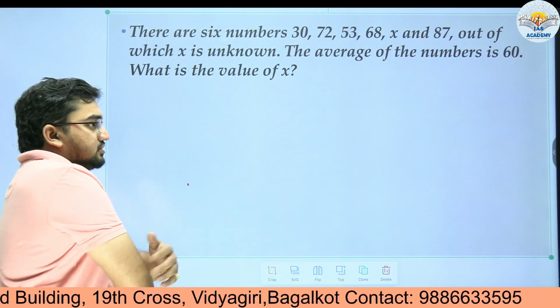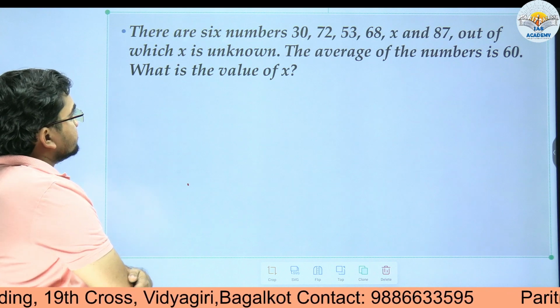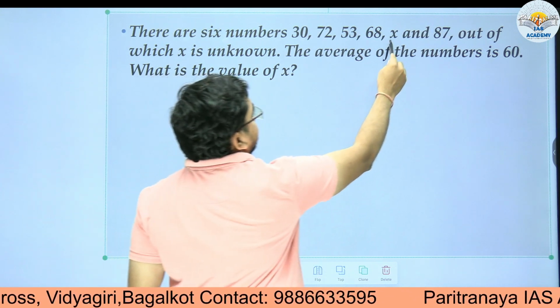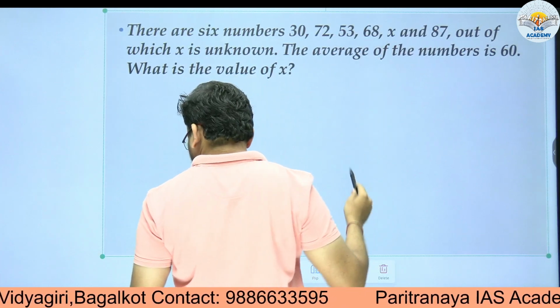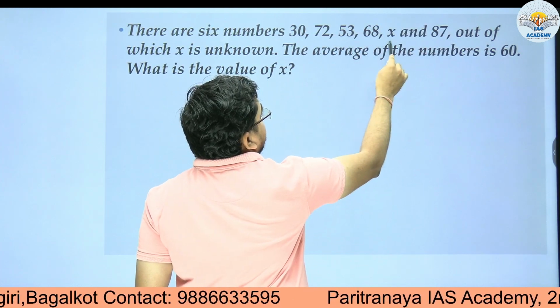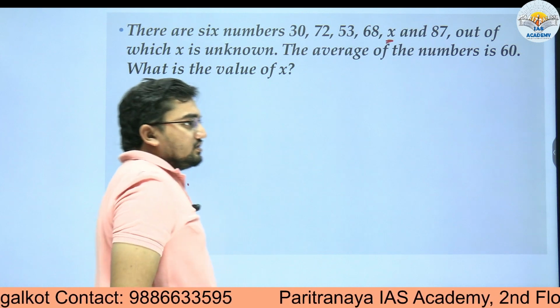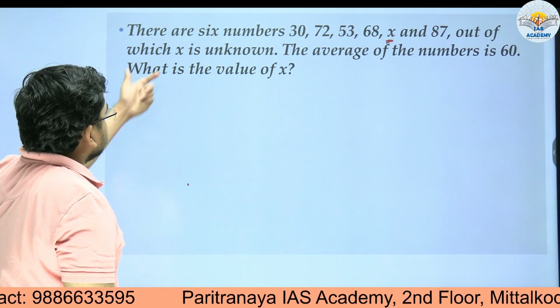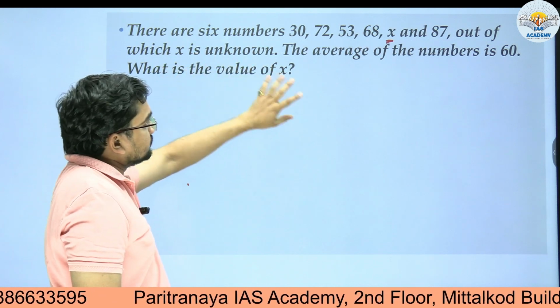All right. So there are 6 numbers. These are the given numbers in which we have here x, of which x is unknown. So obviously they have given x and x is not known.